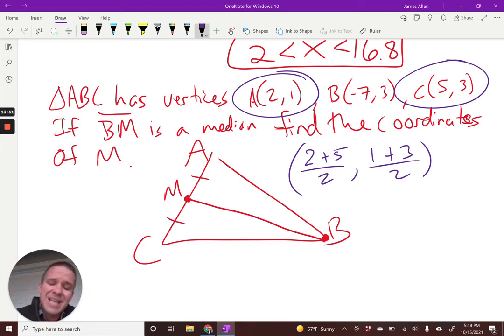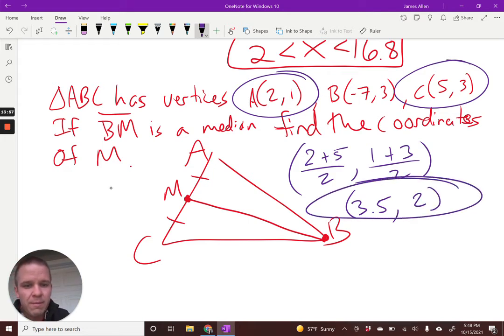All right, so I got 7 divided by 2 is 3.5, or 7 over 2, and then I've got 4 divided by 2, which is 2. Boom, I've got my coordinates of M. Easy peasy. Just got to know what it means.